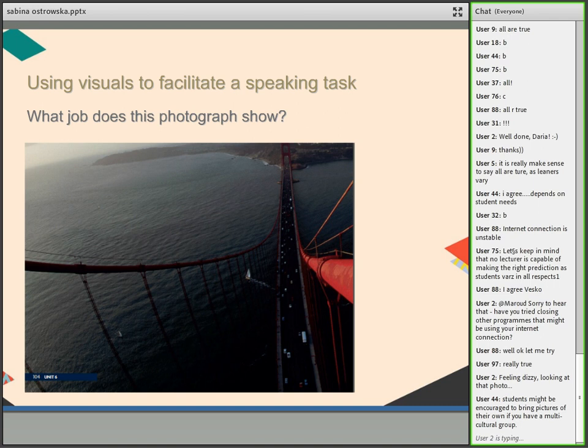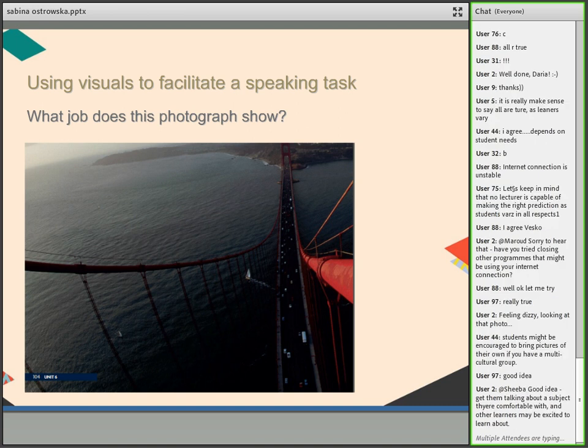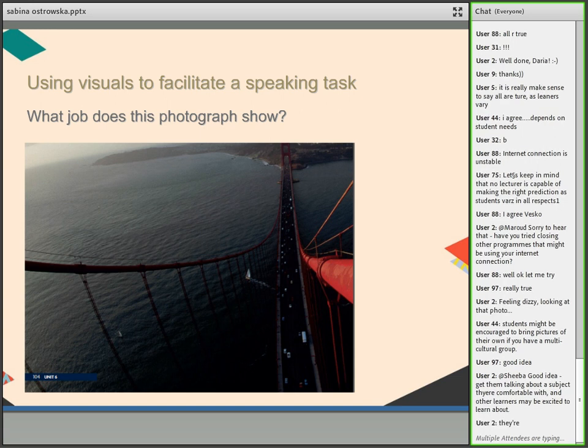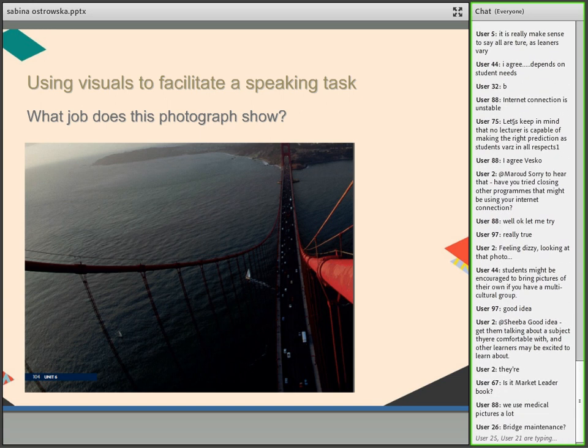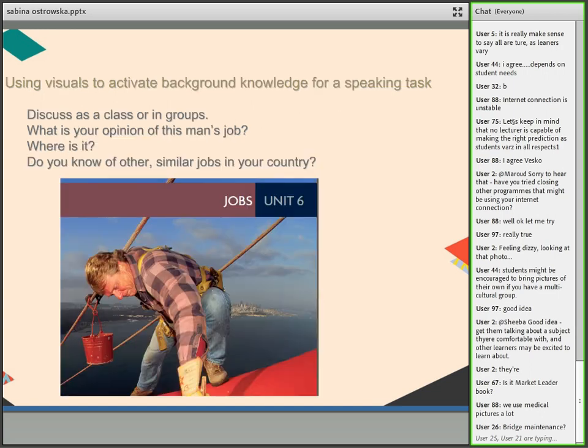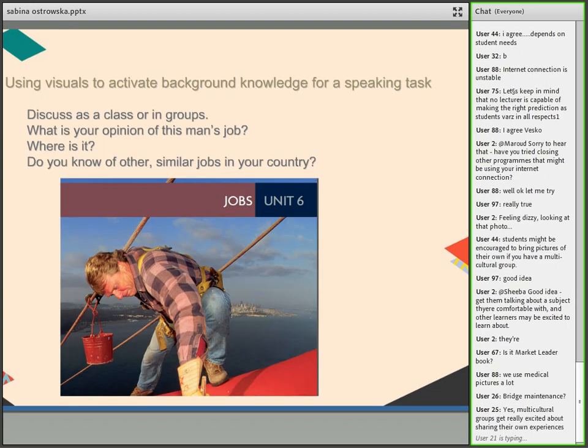And in this way, you can elicit lots of different jobs. Maybe the students will think that it's about sailing, driving a car, driving a truck, engineering, architecture, civil engineering. So we can have a little lively discussion about this, and during the discussion, a little bit about the topic. And of course, the picture was depicting a person painting a bridge at high altitude.